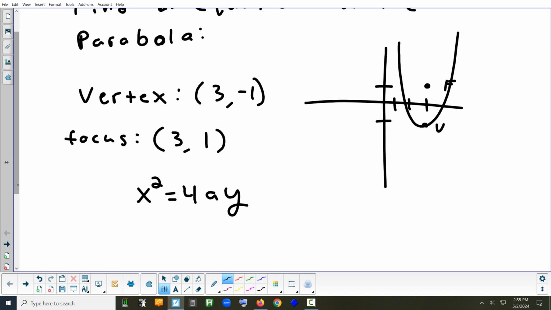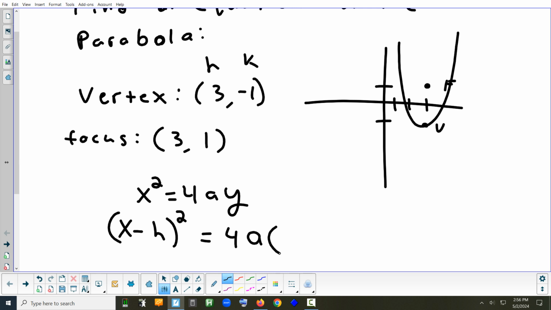Now, we've shifted. When we shift it, the vertex in a parabola is (h, k). Which letter is the h going to be in parentheses with? The x or the y? X. Yep, goes in parentheses with the x. So (x minus h) squared equals 4a, and then the k goes in parentheses with the y.